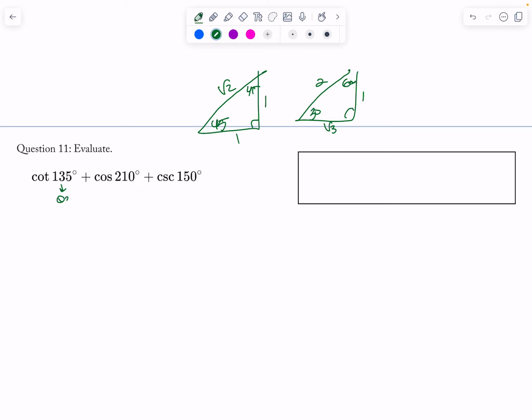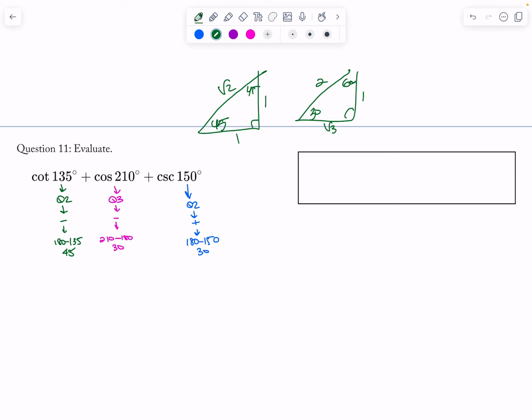So this is in quadrant 2. Cotangent is negative in quadrant 2. 180 minus 135 is 45. And then 210 is in quadrant 3. Cosine is negative in quadrant 3. And then 210 minus 180 is 30 degrees. And then 150 is in quadrant 2. Cosecant is 1 over sine, which is positive. And then 180 minus 150 is equal to 30.